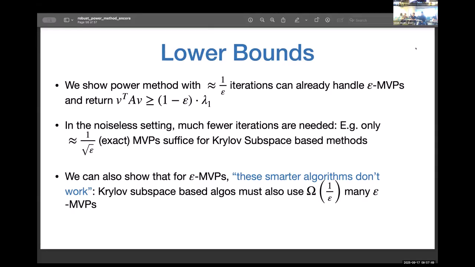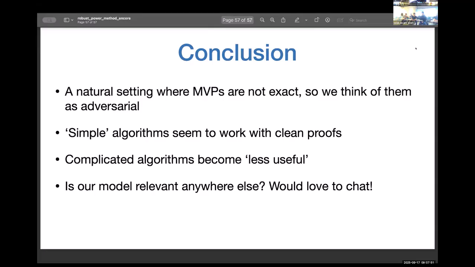I'm not sure. Okay, so in conclusion, my last slide. We studied a natural setting of matrix vector products that are not exact. The algorithm generating them, who knows what's going on, so we just think it's adversarial. They can do whatever. Maybe the algorithm had some nicer structure, but we don't know. And the thing I like is that this simple algorithm of power method works and the proof is very clean.